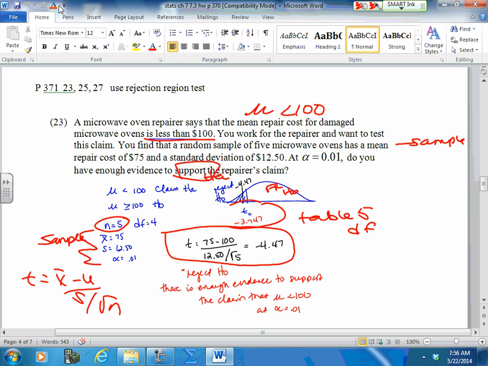This is your decision. So when I ask you to test and state your decision, test, decision. This is your interpretation. My claim was my HA. My decision was reject H0, which means I don't want the null. I want to support my claim. So there is enough evidence to support the claim that the mean repair cost is less than $100 at a level of significance of 0.01. He wants to support what the person he works for is saying. Questions? No? Okay.